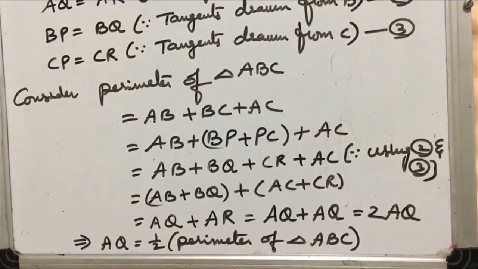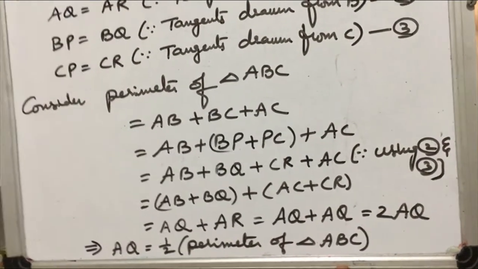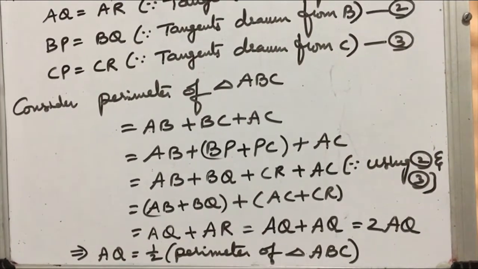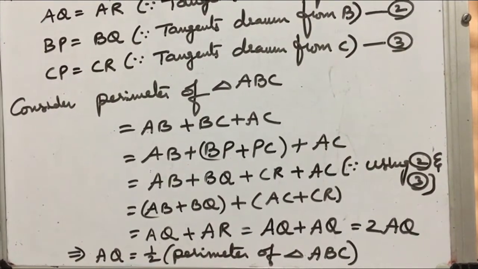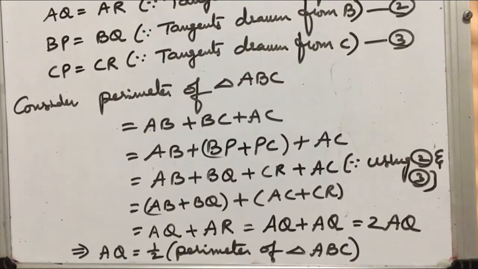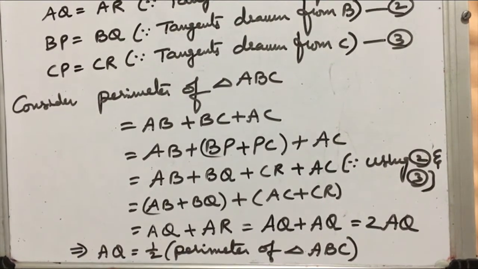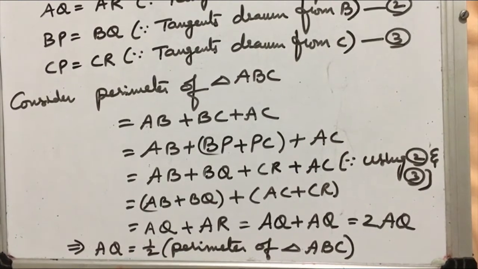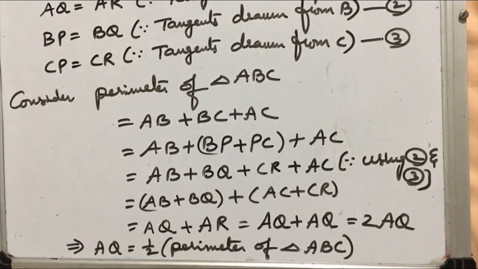Based on these results, they may ask for the perimeter of triangle ABC when AQ is equal to some 5 centimeters, 6 centimeters. That time you can say directly that the perimeter of triangle ABC is 2 times the particular length of this tangent which is drawn from A. 2 times 5 is nothing but 10 centimeters.